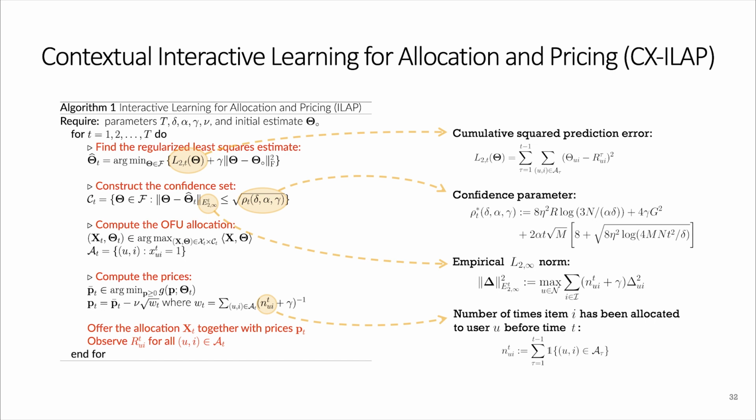So the wt term here accounts for the uncertainty that we have for different items, and as time progresses, because the number of times that an item is going to be given to a user is going to increase, the wt term shrinks down, so the p bar t becomes much closer to pt. And we offer the allocation xt together with prices pt at each round, and observe the reward for all the different user item pairs that we have allocated.